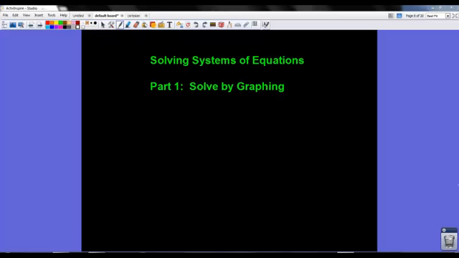Welcome to part one of a really fun section of Algebra 1. I love this stuff. I'm also weird, but whatever. Solving systems of equations. Part 1, solve by graphing.